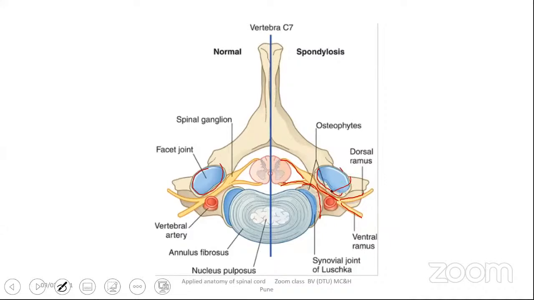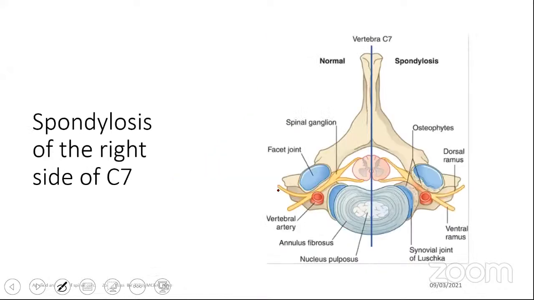This is the synovial joint of Luschka, and this is the disc which can get prolapsed and cause pressure on the spinal cord. And this has got two portions, nucleus pulposus and annulus fibrosus. The canal of the vertebral column is narrow in the thoracic region. It is quite wide in the lumbar region and also in the mid cervical region. And you can see the spondylosis changes.